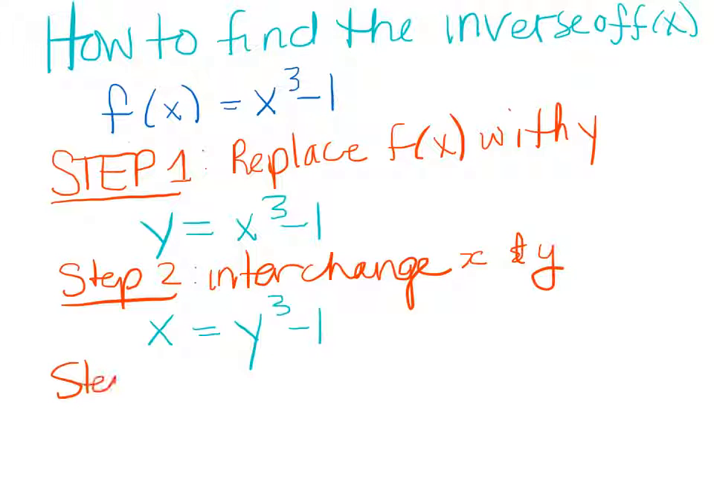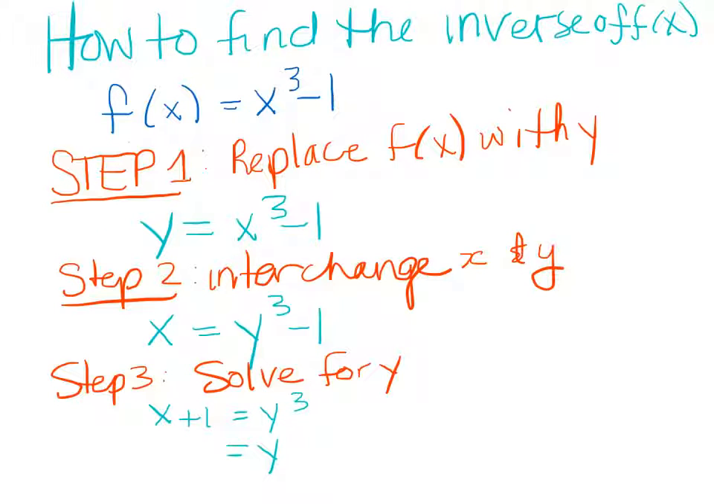Step 3. You're going to solve for y. Okay, so now you're going to get to do some algebra. And let's see, I need to take the 1 over. x plus 1 is equal to y cubed. And then I need to take a cube root of both sides. So y is equal to the cube root of x plus 1.